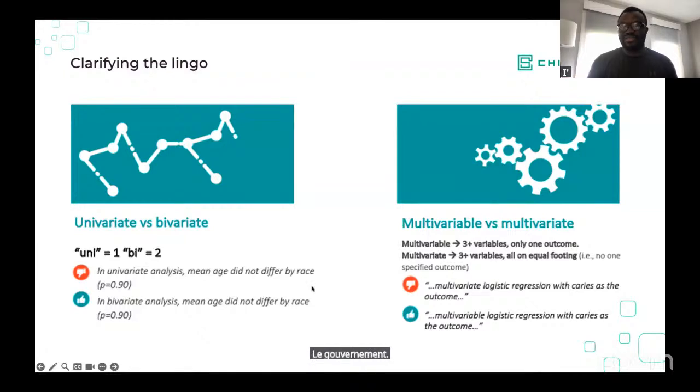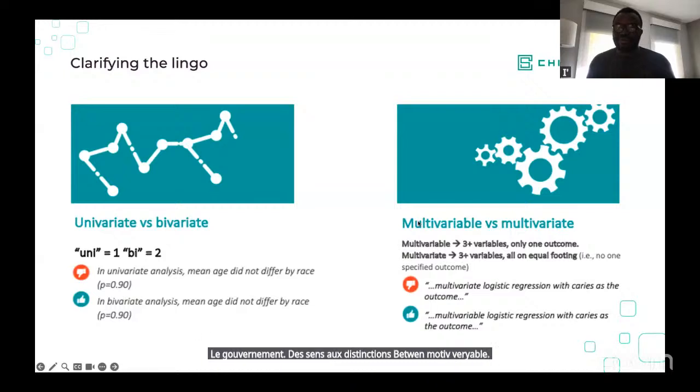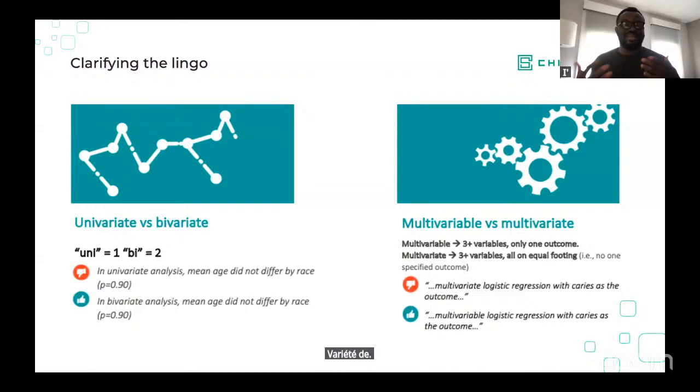So that's correct. There's also a distinction between multivariable and multivariate. Now that's kind of confusing because they both start with the word multi, but they mean very different things. Multivariable means 3 or more variables with only one outcome.